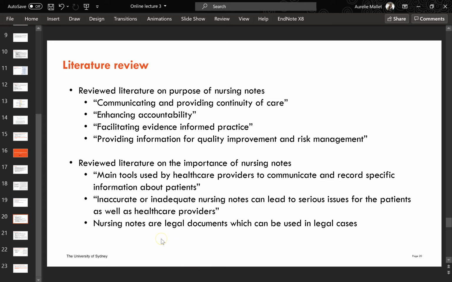So another important part of nursing notes is that they are legal documents which can be used in legal cases. And I'll show you guys in the workbook how they provide examples of little activities just to get people to think about, okay, this is a legal case that happened because of a nursing note that perhaps wasn't written properly, and they can have legal consequences.